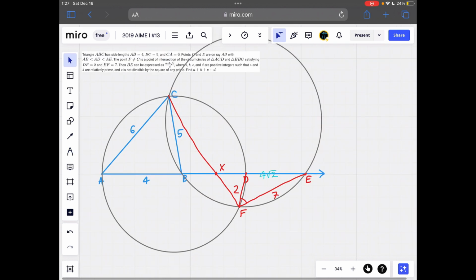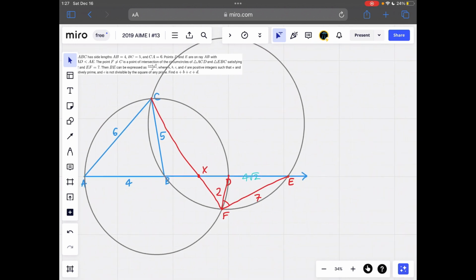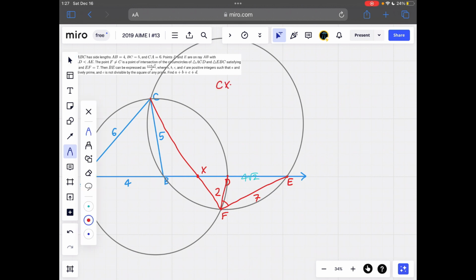So point X here is going to be a big hub for power of a point, because there are a lot of other points we can connect point X to and use power of a point on the two circles. So let's do that. We have that CX times XF is equal to AX times XD. Those are both equal to the power of point X with respect to the circumcircle of triangle ACD. But CX times XF is also the power with respect to the circumcircle of triangle EBC. So CX times XF is also going to be equal to BX times XE.